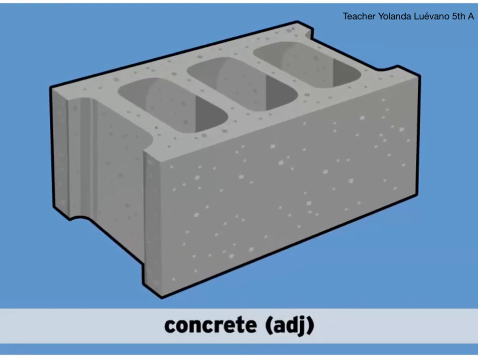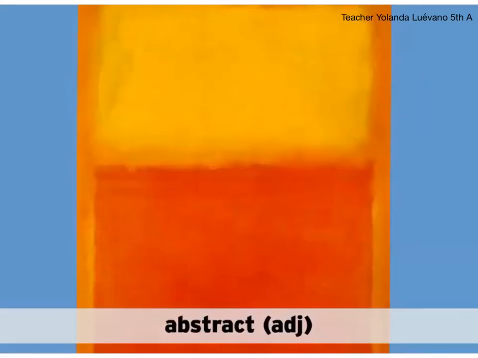Concrete. Abstract. What is abstract? Abstract is something that doesn't have a defined shape. This is abstract because we don't know what this picture is about. It's abstract.